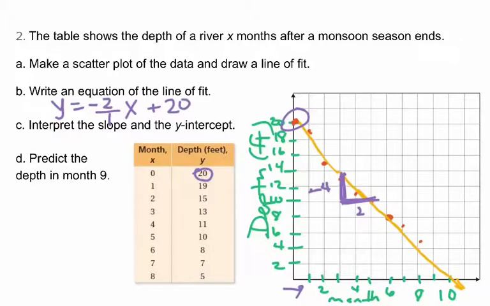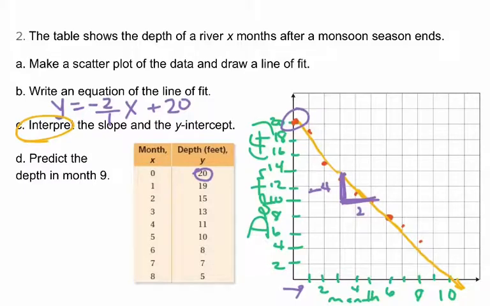So there's my equation. All right, so for part C, it says interpret the slope and the y-intercept. Hopefully you remember from the beginning of the year, I had you guys interpret the slope and the y-intercept when we were studying linear equations.